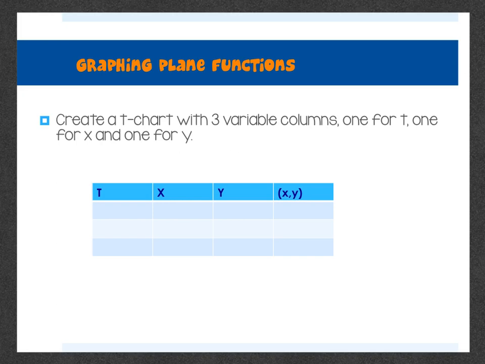So you'll get a t-chart that will look something like this. The first column is t, the variable, the number that you're going to plug in. What you plug into x, you get the corresponding x, plug into y, you get the corresponding y, and then the xy coordinates are the points created from there.